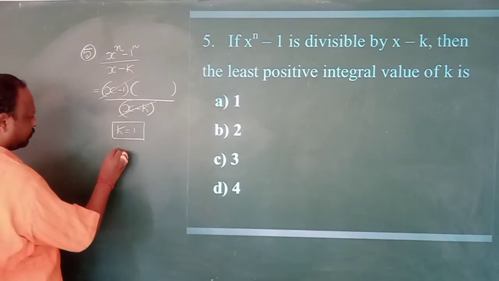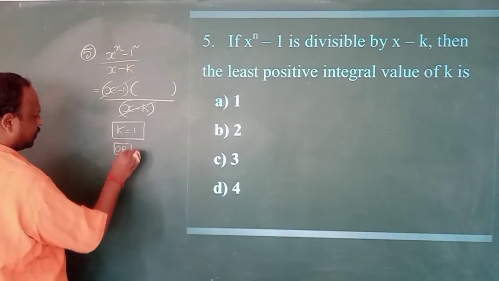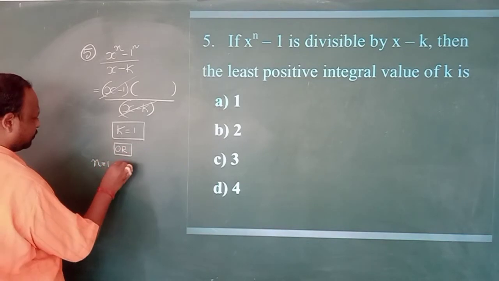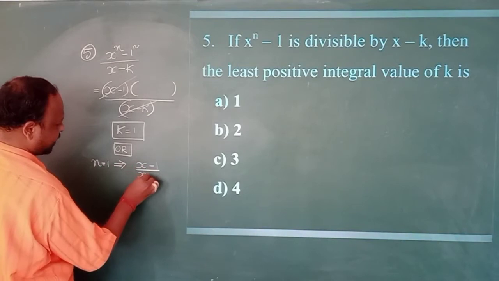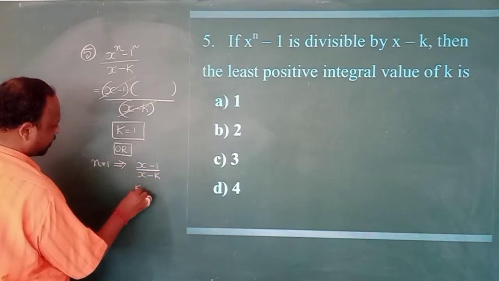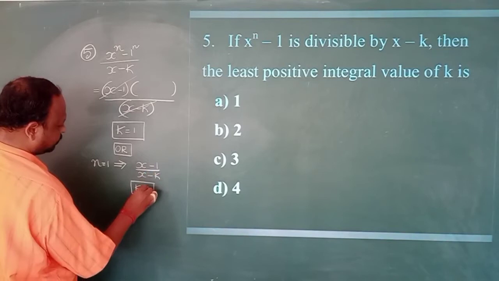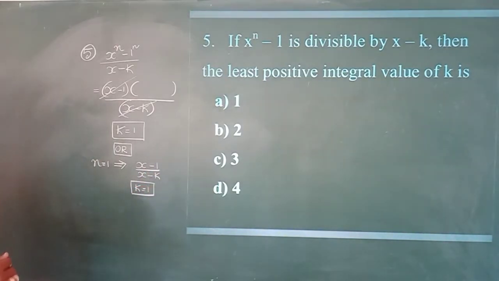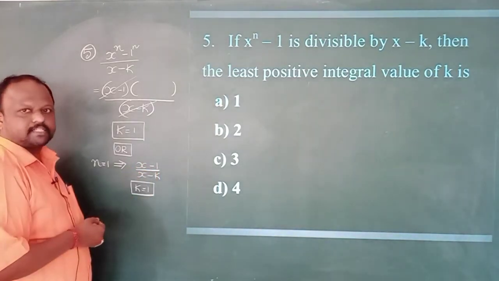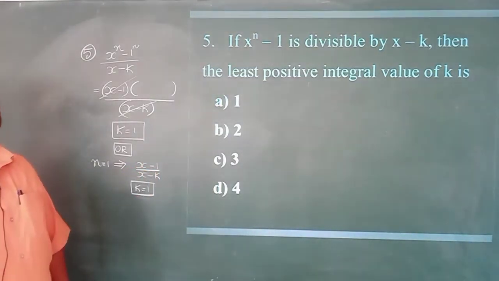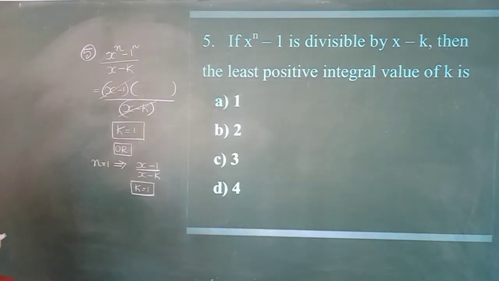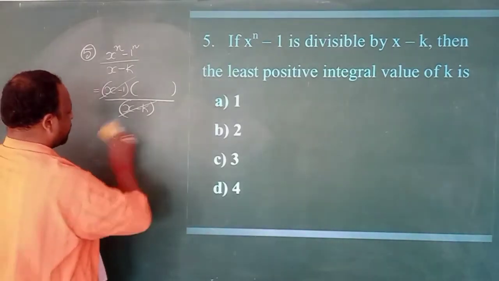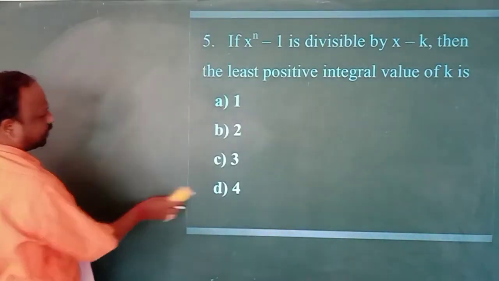So this is one method, or let us take n is equal to 1. If I take n is equal to 1, the numerator is x minus 1 divided by x minus k. So k value is 1. It is easily divided by x minus k when k is equal to 1. We'll go for next one. So these 5 questions belong to principle of mathematical induction.